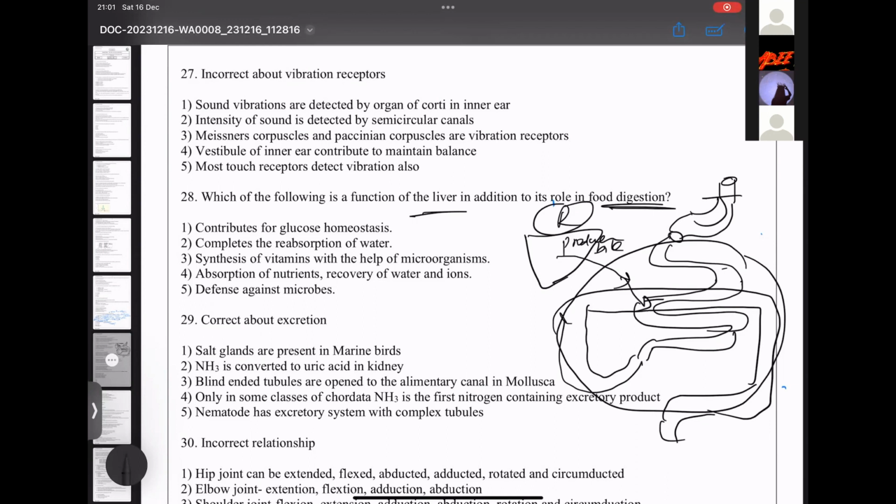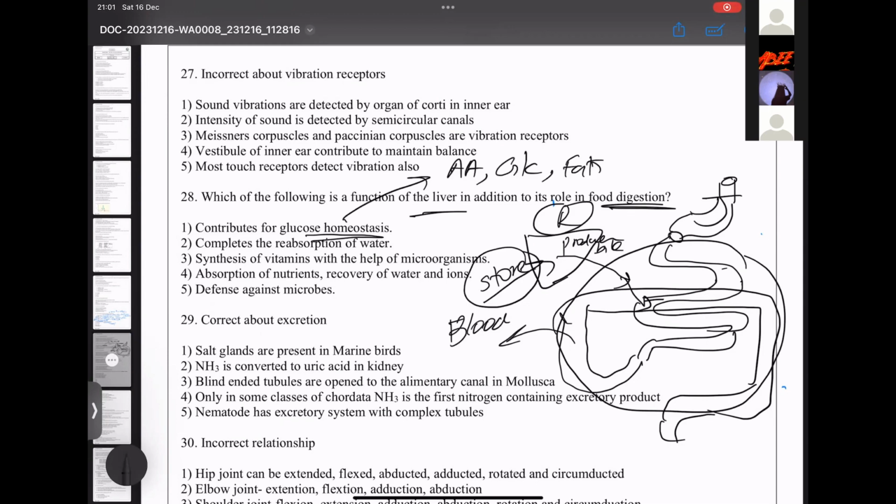Then let's see what the answer is here. We will start with number 1. Contributes to glucose homeostasis. When it comes to the liver, the liver's main function is what? Storing. When it takes anything, it will store. Proteins, it can store, even though the main protein stores are in muscles. Amino acids, it stores. Glucose, yes, it stores. Fats also it can store. Likewise, vitamins, it stores. Iron, it stores. When you take vitamins, minerals, almost everything is stored in the liver.